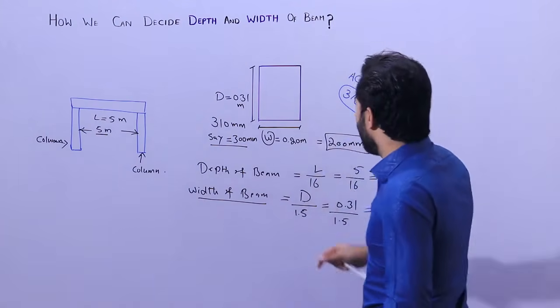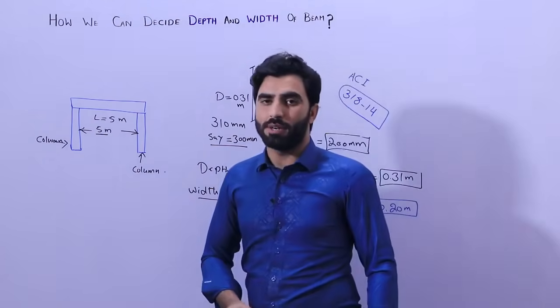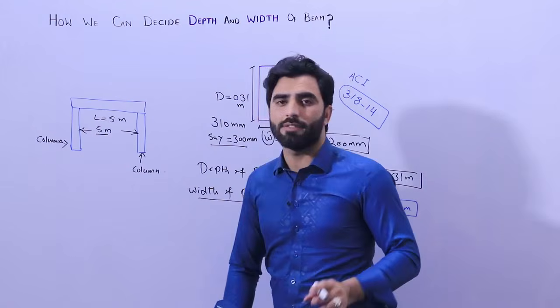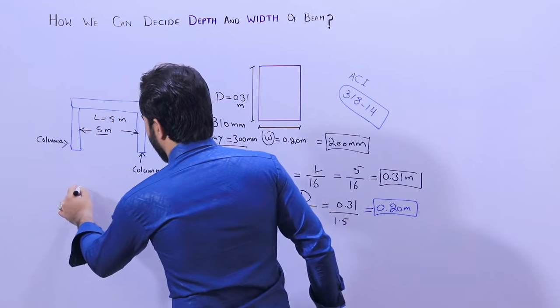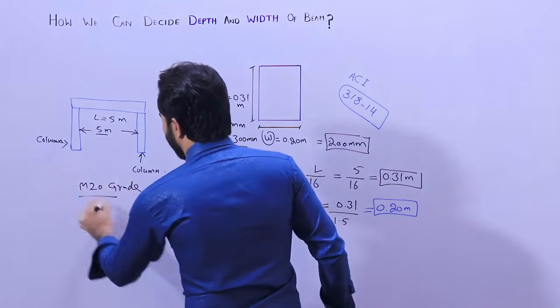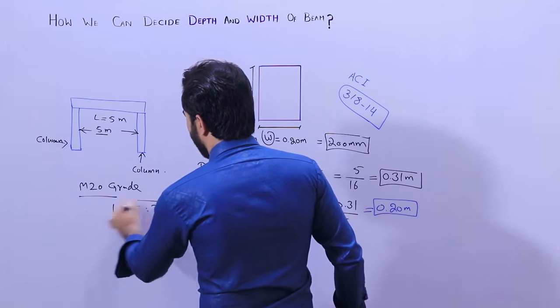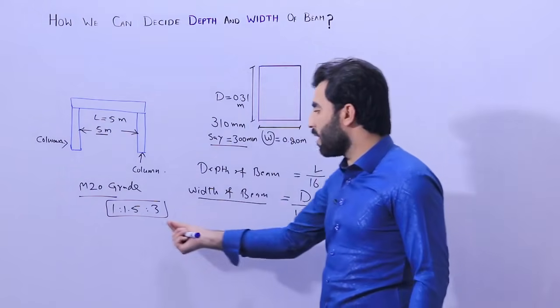So guys, this is the formula by which you can find the depth and width of the beam. But remember, guys, if the span is more than 5 meters, whether it is a residential building or commercial building, don't use less than M20 grade concrete. The M20 grade concrete ratio is 1:1.5:3, where one part is cement, 1.5 parts are sand, and 3 parts are aggregate.